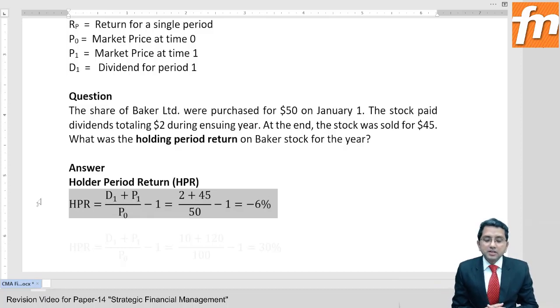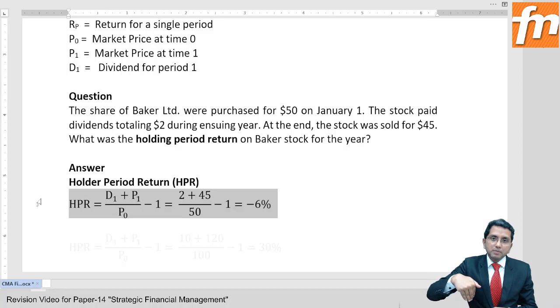Without this formula also, I can say my investment of 50 has come down to 45. So that's a 10% negative return. 50 has become 45. That's a loss of 5. That is a 10% negative return. But at the same time, I earned positive through dividend. I earned 2 on 50. Now 2 on 50 is 4%. So 10% downfall in price, 4% dividend income, net loss is 6%. Forget about the formula. You simply take appreciation in stock price and add dividend yield to it and you'll get the holding period return.